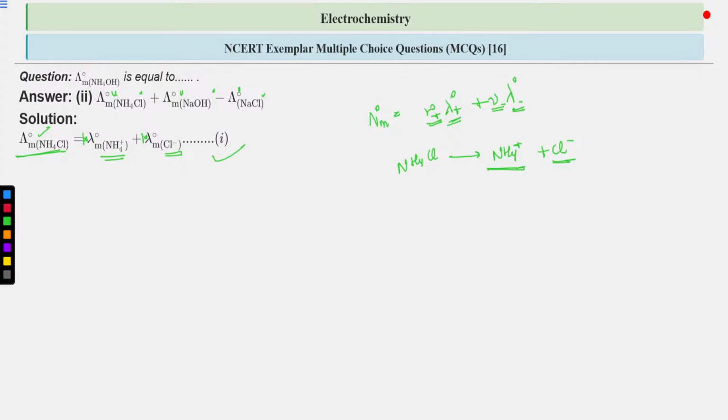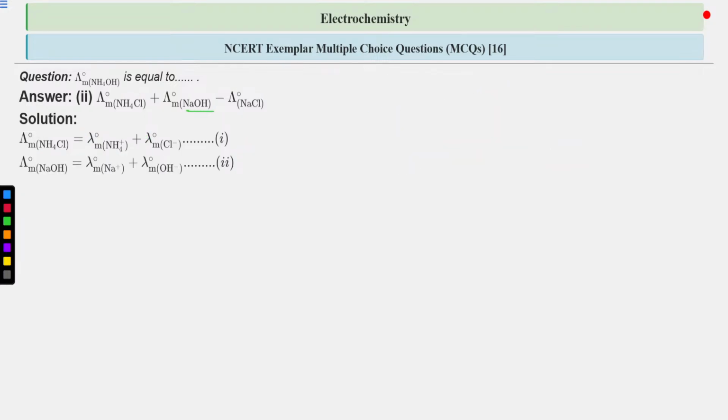Now we solve for the other compounds. So lambda naught m of NaOH will be lambda naught m of Na positive plus lambda naught m of OH negative.